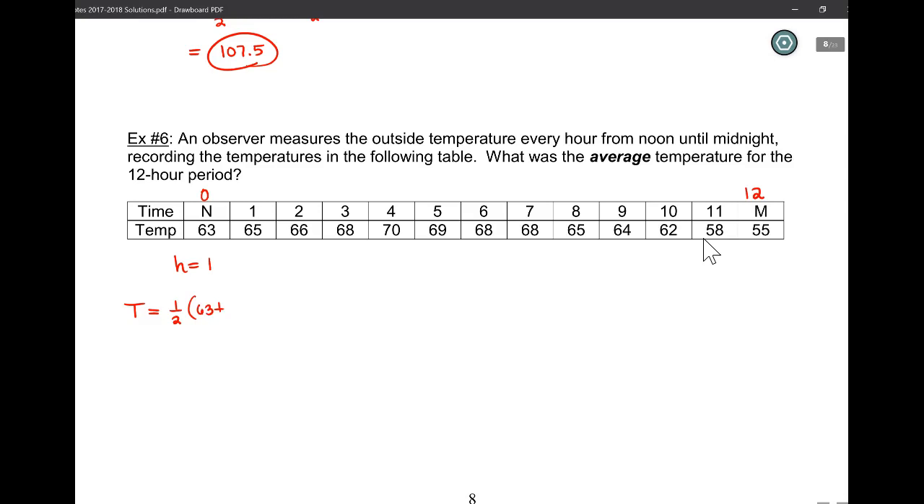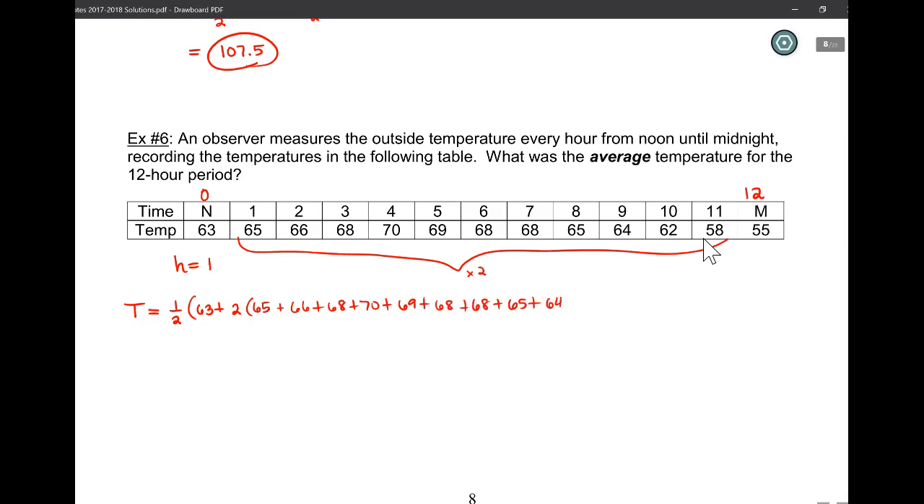So it's going to be 63 plus 2 times 65. It's going to be all of these times 2. So I'm just going to put them all in here. So you can do this as well just to kind of save a little time. And then 55 is used once. So when we multiply this all out and add everything, we get 782. So that's the accumulation of temperatures over that time interval.